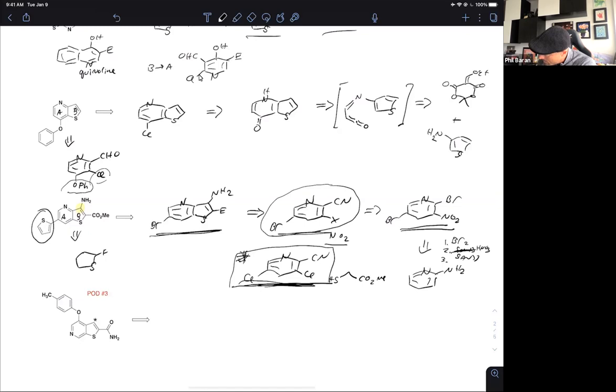Or alternatively, a lot easier to think about that than thinking about how you would necessarily annulate on the equivalent of something like that. That's not so simple, is it? Right, so you make the two disconnections, you see which one feels right, and almost always the disconnection that brings you back to a nitrile, just as you identified in the first 10 seconds, is the one that's going to get you there.